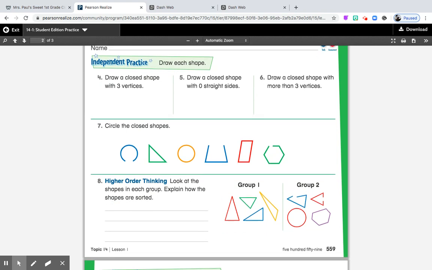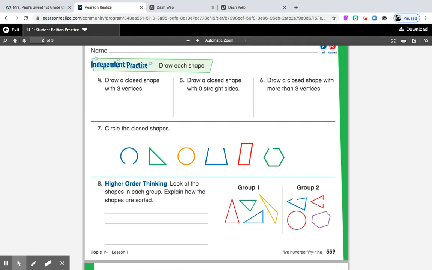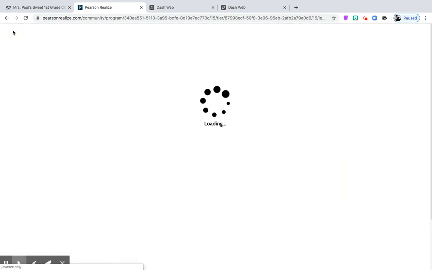Now here it says, look at the shapes in each group. Explain how the shapes are sorted. Well, boys and girls, look at group 1. They all look the same because they are what? They're all triangles. Very good. And they're all a closed figure. This shape here, boys and girls, group 2, you have some open figures and some closed figures. Very good, boys and girls.